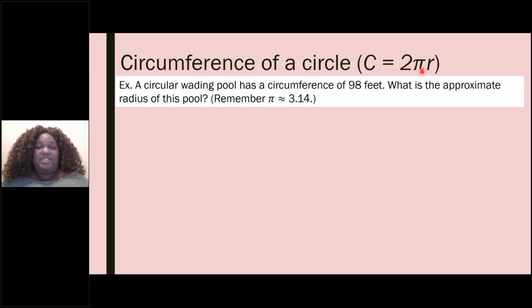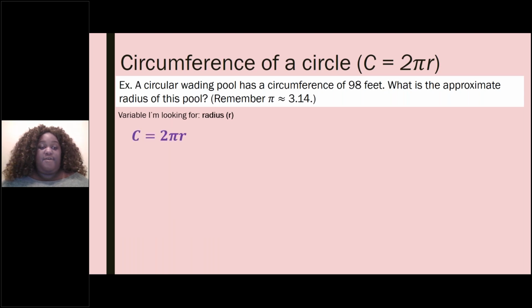So this pi, even though it's a symbol, it represents a number, and that's a number that won't change, it's constant. So let's figure out what we're trying to find, which is pretty clear. It's our radius. So that's our variable. So in this case, we're trying to find r.